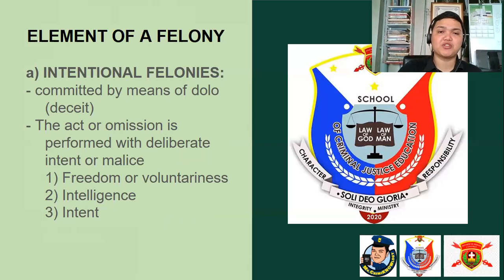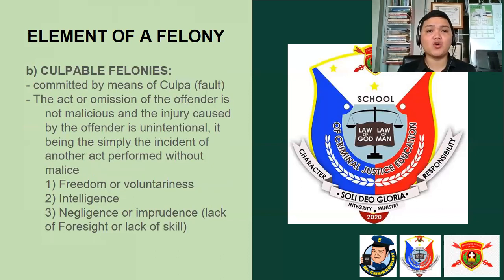And let's proceed to the next. B is culpable felonies, acts by means of culpa or fault. The act or omission of the offender is not malicious and the injury caused by the offender is unintentional. It being simply the incident of another act performed without malice.